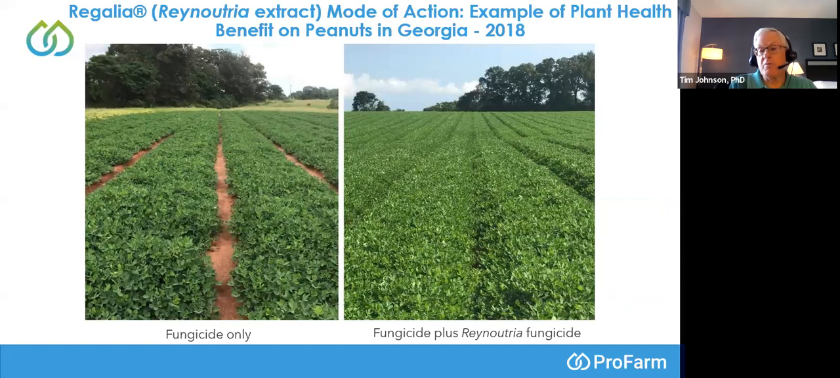Some other crops we've been working with in the southeast. This is peanuts. For the plant health effect in this case, we have a fungicide going out on a 14-day interval. This is after 4 applications. We had the grower put in a relatively low rate of Regalia with each application. This is before PaceSetter was launched. And you can see the plant health effects merely by the way the rows have closed earlier, which has some additional benefits, not only in having more foliage available to create yield, but it also helps with weed control.